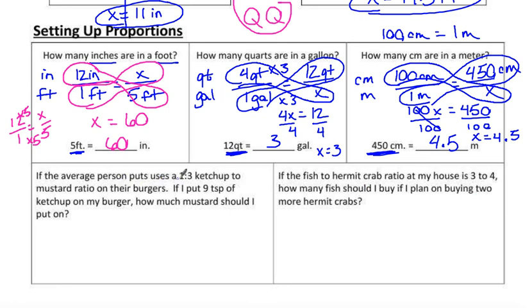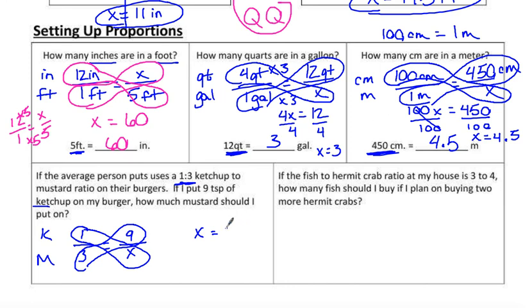The average person uses a 1:3 ketchup to mustard ratio on their burgers. If I put 9 teaspoons of ketchup on my burger, how much mustard should I put on? So they're giving us a ratio, which is 1:3. Ketchup to mustard. So I'm comparing ketchup to mustard. It's a 1 ketchup to 3 mustard ratio. I have to set it equal. And it says if I put 9 teaspoons of ketchup, well, it's ketchup, so I have to put 9 on the top. And I'm missing the mustard piece. This one you might be able to do with just the ratios, but I'm going to do it with the cross multiplying. So I'm going to do 1 times x is just x. 3 times 9 would be 27. So x equals 27, and it's 27 teaspoons of mustard.